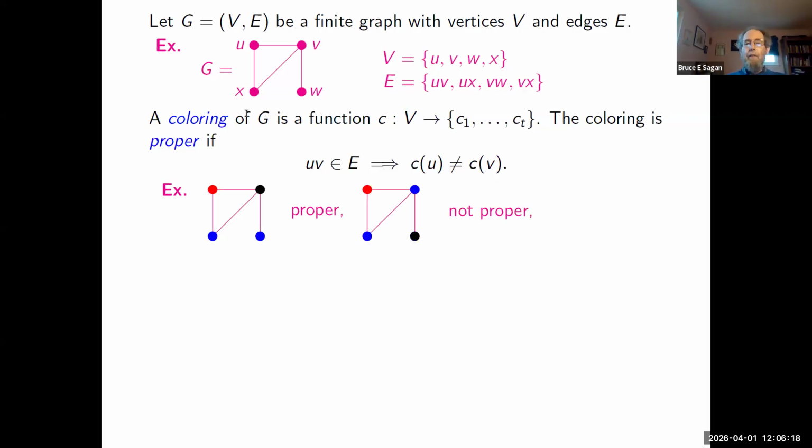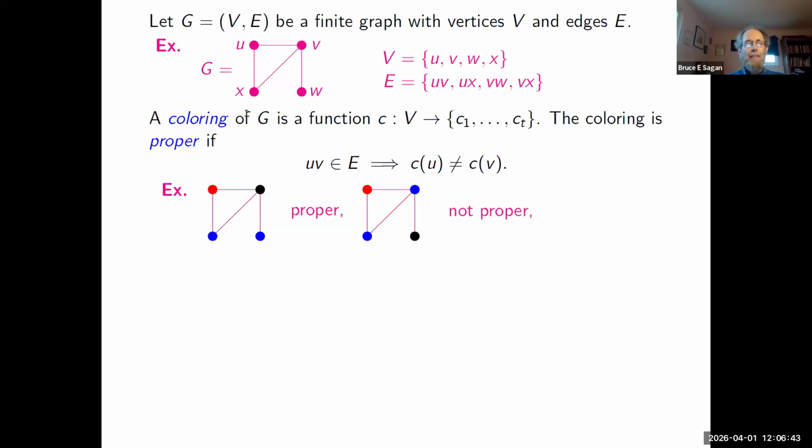On the other hand, this is not proper, right? Because now the two blue vertices are endpoints of an edge. That's forbidden. Is it clear what proper colorings are? Because if it's not, you might as well not listen to the rest of the talk. Any questions about what it means to be a proper coloring? Okay. A thumbs up. Thank you, Joseph.